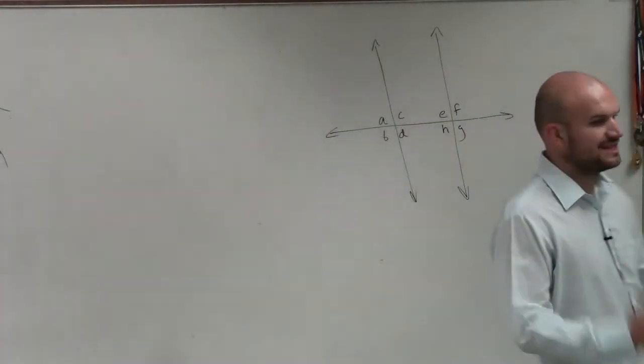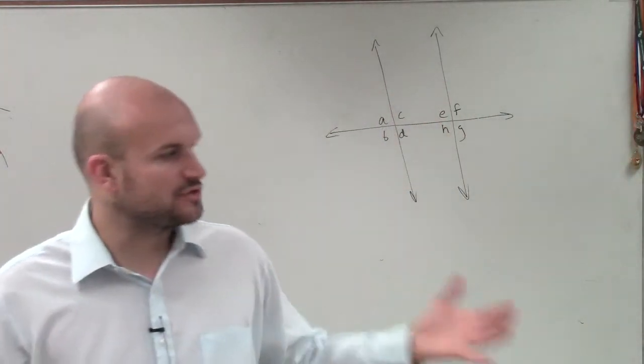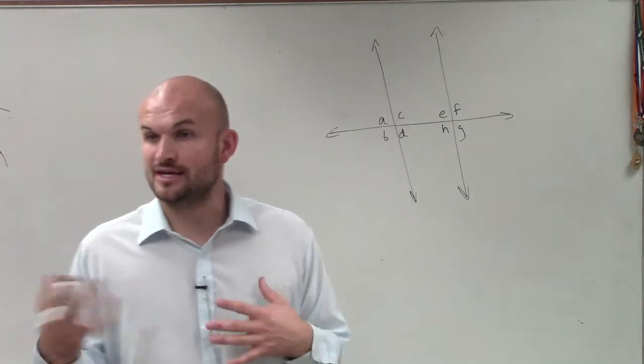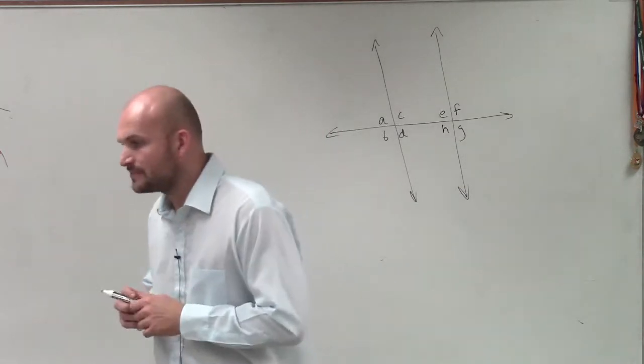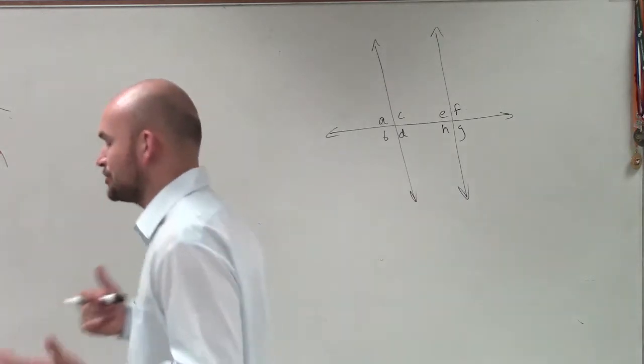I just want to go over these so you guys can have an example of a linear pair. What we have, ladies and gentlemen, is two lines and a transversal. Remember, the transversal is the line that intersects two lines that could be parallel or could not be parallel. So what we need to determine is a linear pair, and we need to remember the definition of a linear pair.